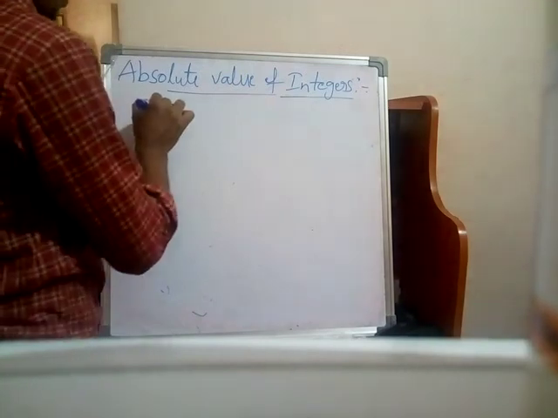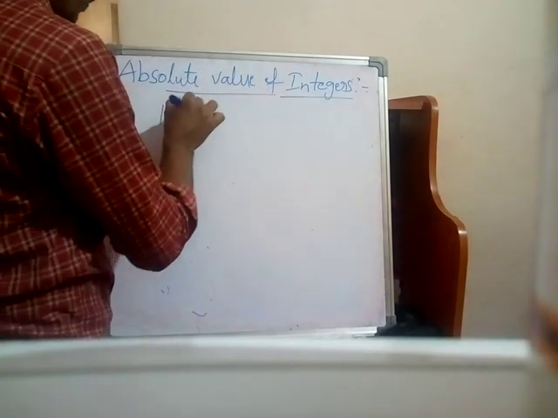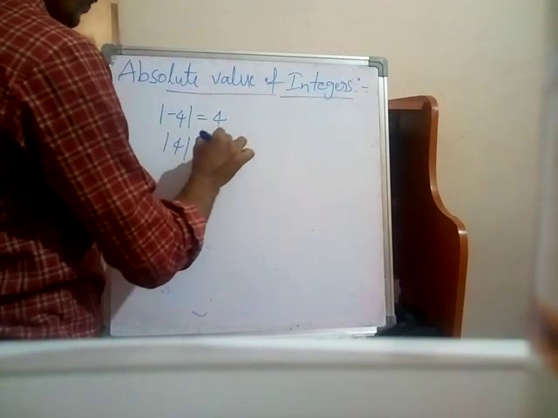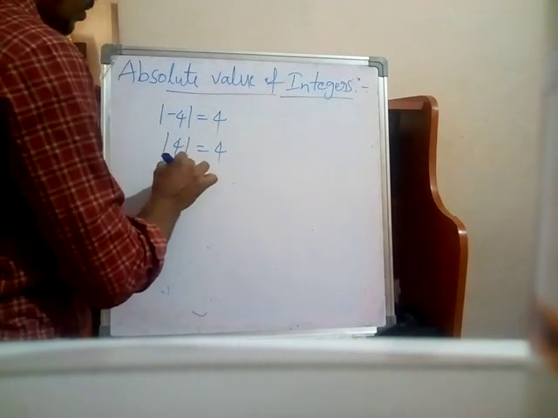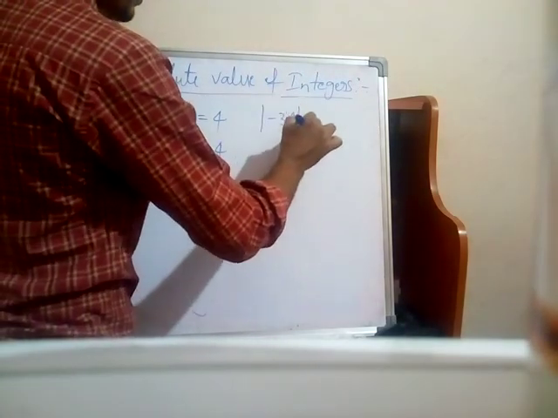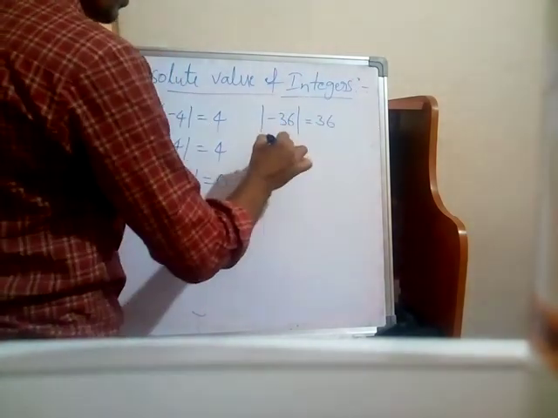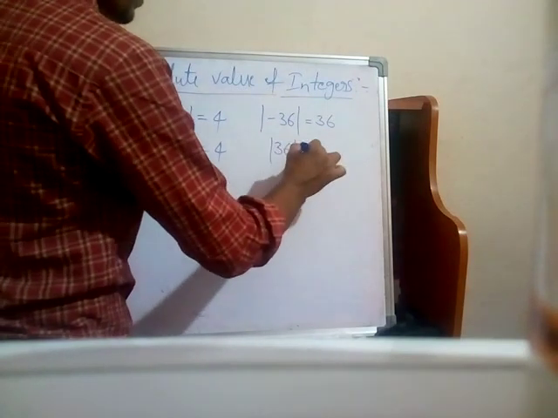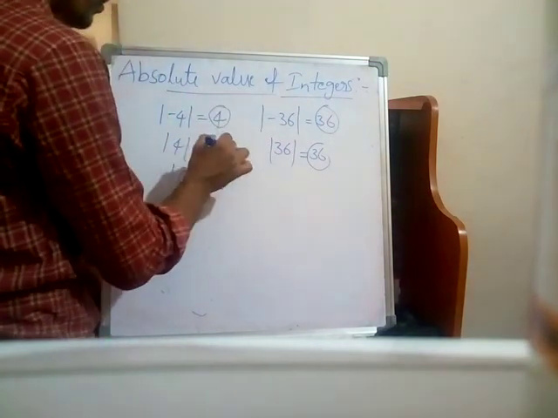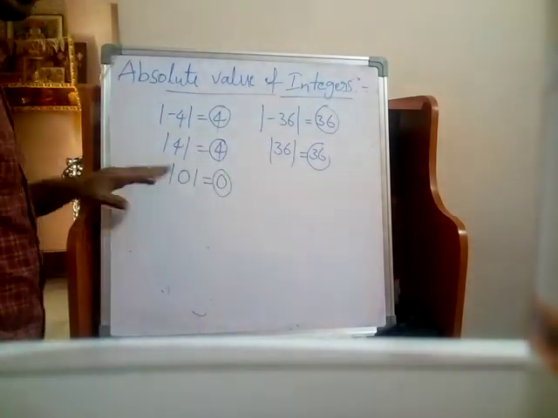See this example. Modulus of minus 4. What is the answer? 4 only. Modulus of 4, 4 only. Modulus of 0, 0 only. Modulus of minus 36, 36. Modulus of plus 36, 36. Means result is compulsory we get only positive. Did not get negative. Positive or 0.